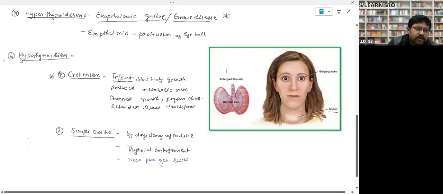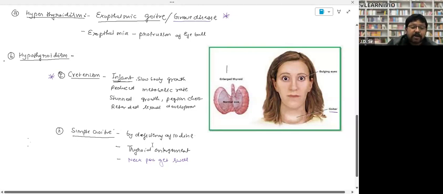And the second disease is hypothyroidism, which means less secretion takes place. The first disease is cretinism. It basically affects infants. It causes slow body growth, reduced metabolic rate, stunted growth, meaning less growth, a pigeon chest look, like a pigeon-like chest that protrudes, and retarded sexual development. It reduces sexual development.